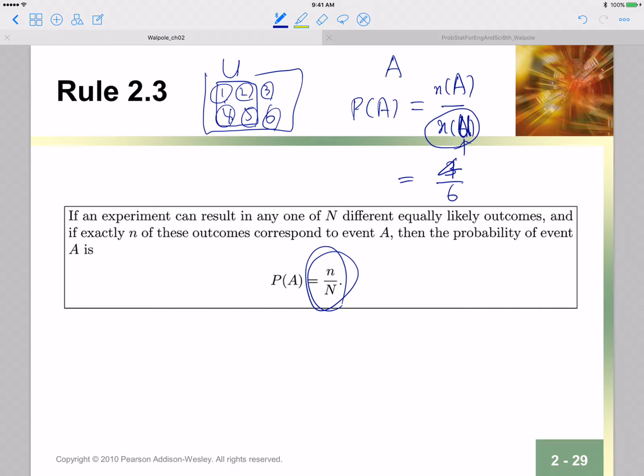But let me note the additional assumption that we had: each individual event should have equal probability. But if our dice is a little bit manipulated by some casino or those bad guys, and the probability of seeing 1 out of 1 through 6 is a little bit higher than seeing other numbers, then this equation will not hold. This will no longer be true. Okay.